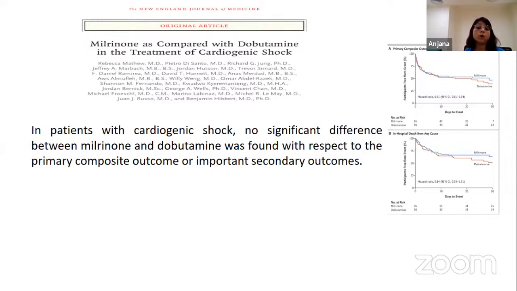Now, in the meanwhile, you are working up the patient for the cause of the shock, and you have to do shock specific management as well, right? You will do your echo, you will do the ultrasound, and if it is a sepsis, you will look for a source of the sepsis as well. So I'll come to that part also.